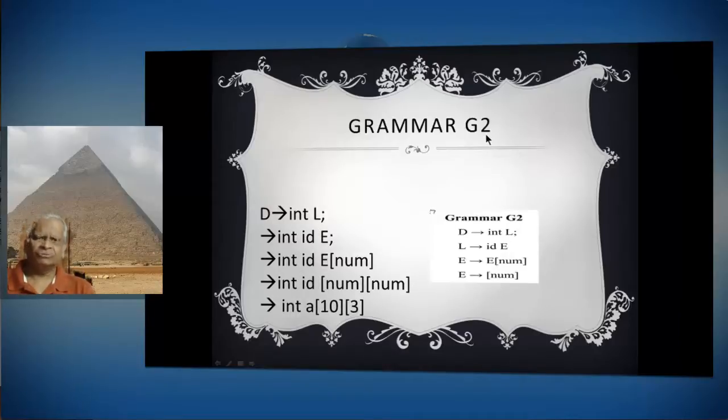Let us consider grammar G2. We start the derivation with D. Int L semicolon, right hand side. L must generate this portion of the array. L compulsorily gives the name of the array and E. Now E, for example, gives me 1 subscript or multiple subscripts following 1 subscript. The recursion says at least 1 dimension must be there. So I have 2 dimensions. So this declaration is indeed generated by D. So grammar G2 generates the recursion properly for 2-dimensional arrays.